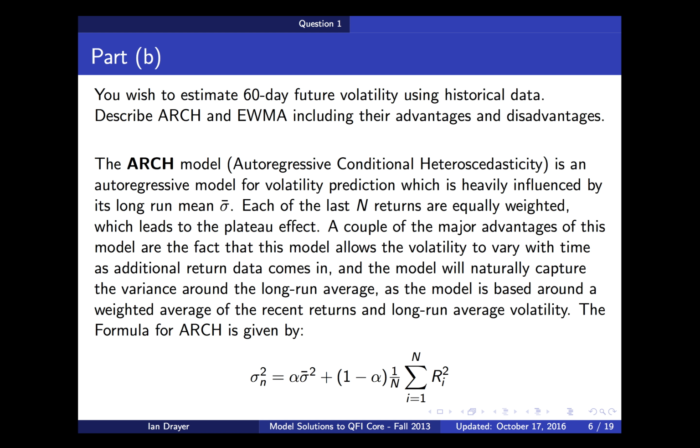Here is the formula for the model. The next predicted volatility is a weighted average with alpha weighting for the long-term volatility and 1 minus alpha times the average square return.